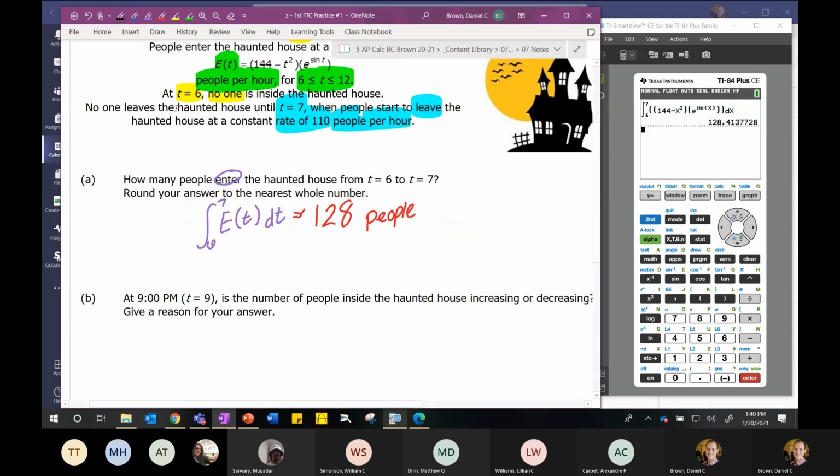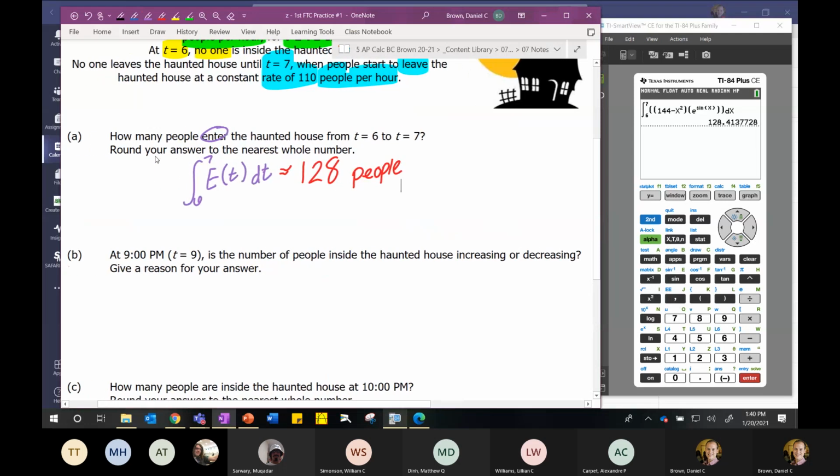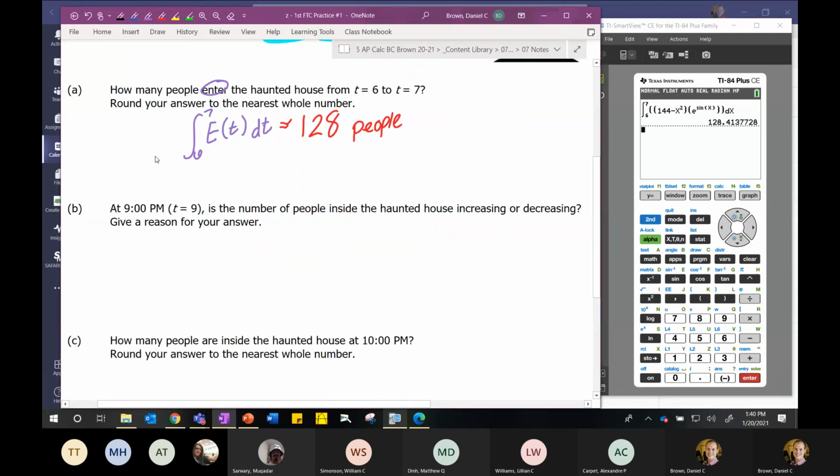So then looking at part B, again, we want to show the setup and our final answer. It says at 9 p.m., so no longer are we dealing with an interval. At 9 p.m., is the number of people inside the haunted house increasing or decreasing? And we do want to make sure we give a reason for our answer.